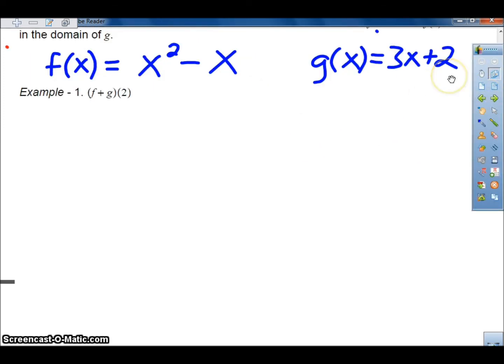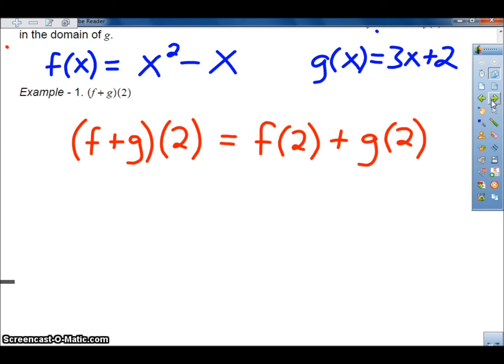All right, so the first set of examples, we don't have to even worry about finding the domain. These are just examples of using these functions and plugging a number in and making sure we understand how they work. So this first example, they're asking us to find f plus g of 2. According to the definition, f plus g of 2 is constructed by taking f of 2 plus g of 2. And we know how to find these individually, right?